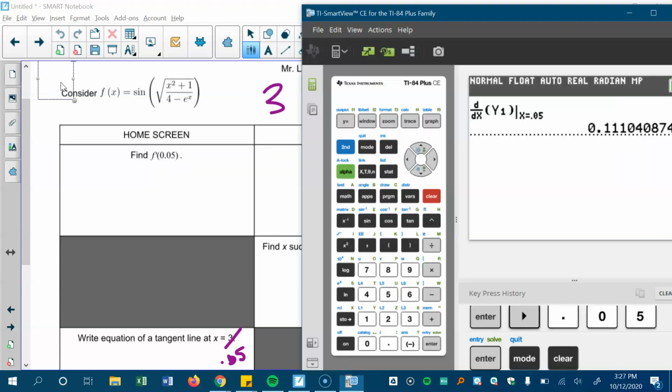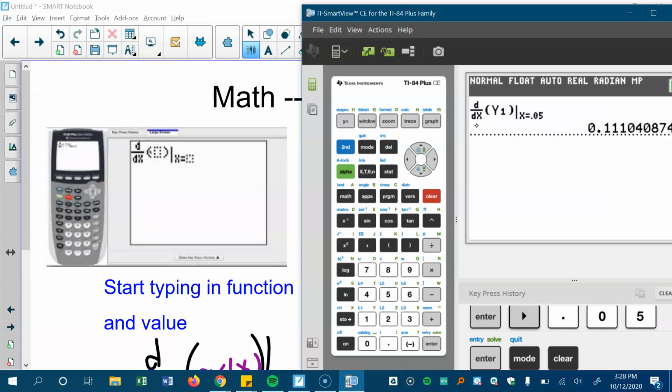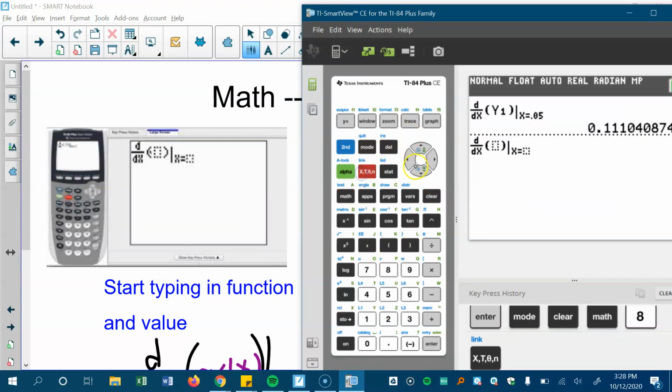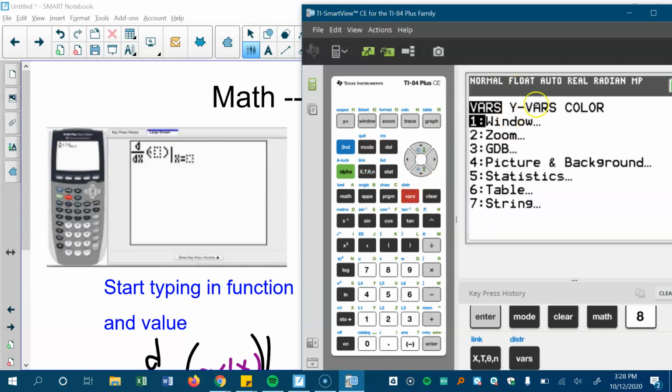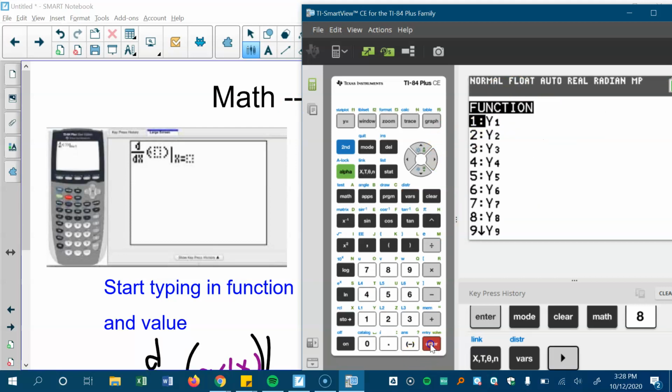If you had the old calculator, the 83 Plus or an old operating system, it would be the same thing in nDeriv. You would type in y1, but to get y1, you need a little bit of a different step. You're going to find, and I'll show you on this again, because this works on both calculators. You get math 8. We'll type in the x again, but for y1, you can go vars, yvars, function, and then that gets you to your y1 menu.